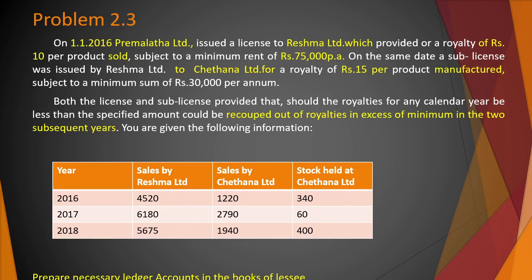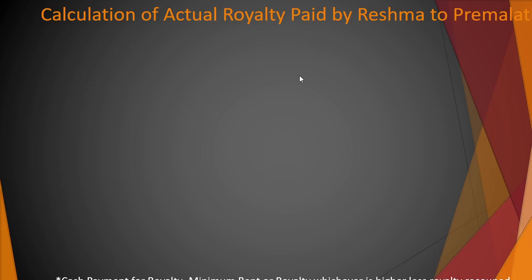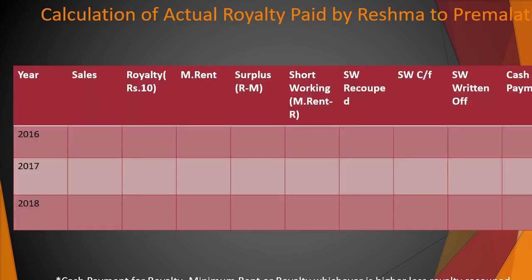So prepare necessary ledger accounts in the books of lessee. I hope you can guess: lessor is Premalata Limited, lessee is Reshma Limited, and sublessee is Chaitanya Limited. So we have to prepare the ledger accounts in the books of Reshma Limited. We need to prepare the royalty table first. The first thing, calculation of actual royalty paid by Reshma to Premalata Limited. It is lessee to lessor.